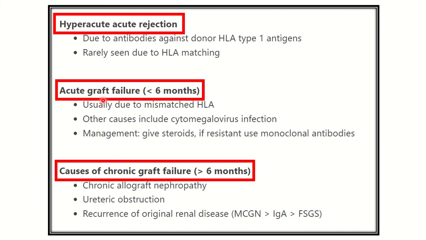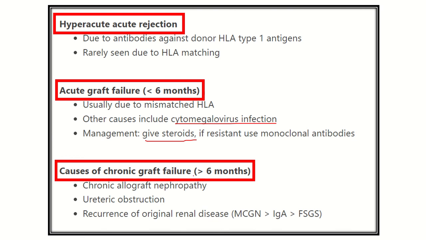Acute graft failure or acute rejection occurs within the first 6 months of transplantation and usually occurs due to HLA mismatch. Other causes include cytomegalovirus infection. This point is important because within the first 6 months, or in acute graft failure, infection is very important, and that is cytomegalovirus infection. The management is usually steroids. If steroids fail or there is resistance, then monoclonal antibody can be used.